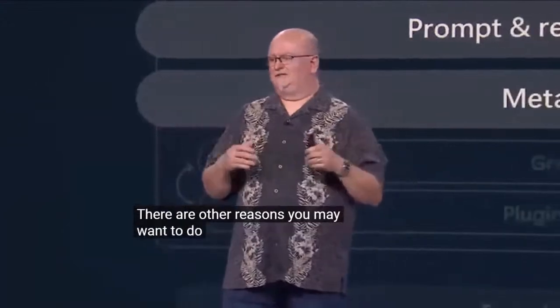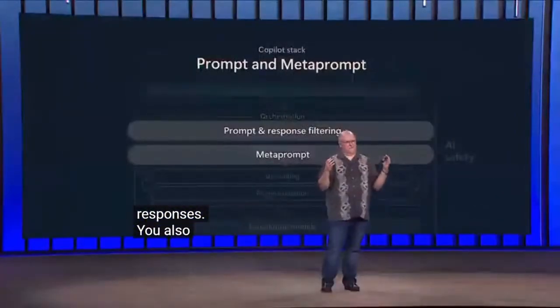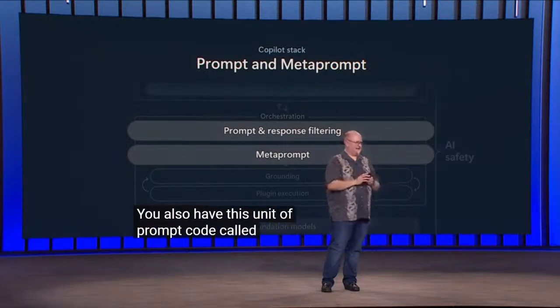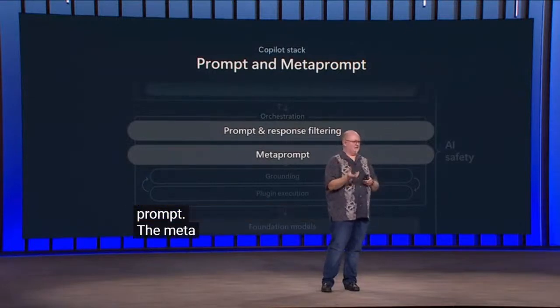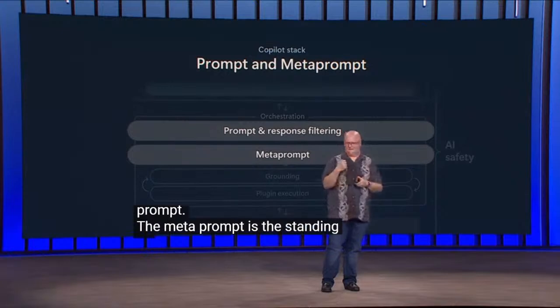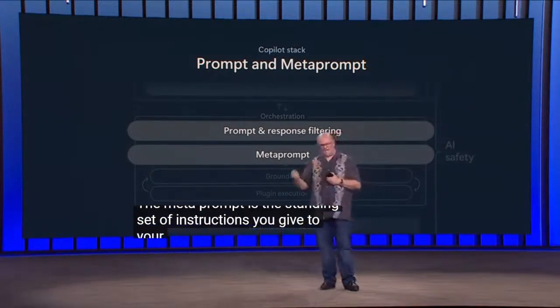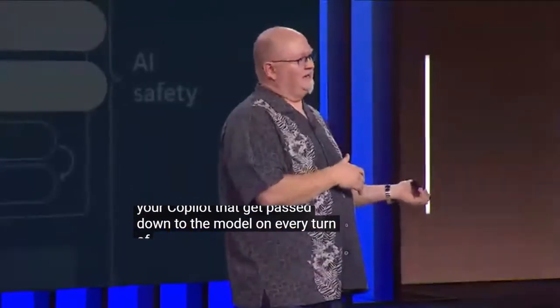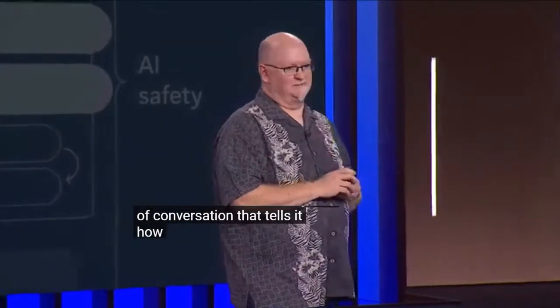You also have this unit of prompt code called the meta prompt. The meta prompt is the standing set of instructions that you give to your Copilot that get passed down to the model on every turn of conversation that tells it how to accommodate itself to the Copilot that you're trying to build.